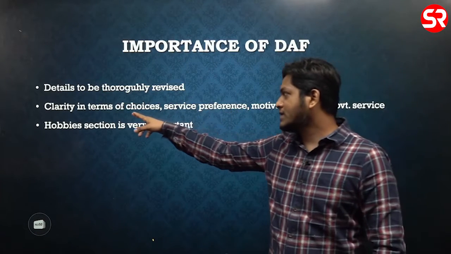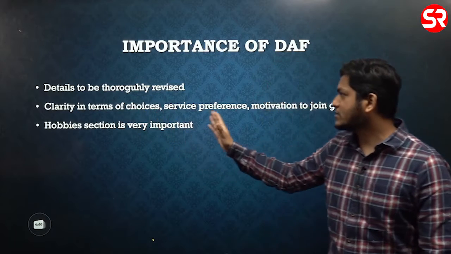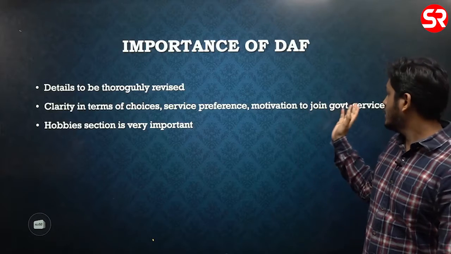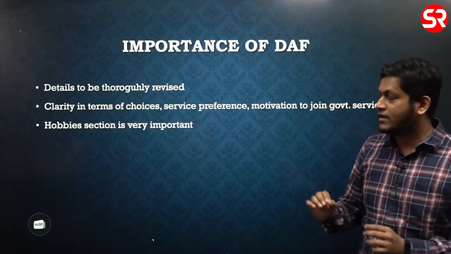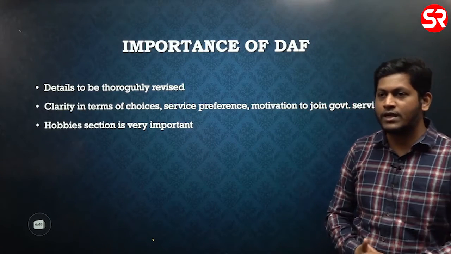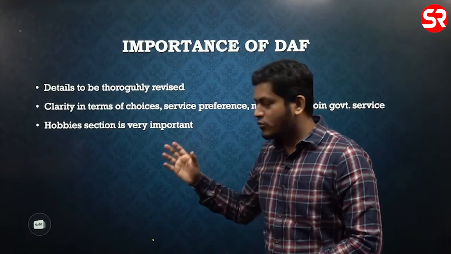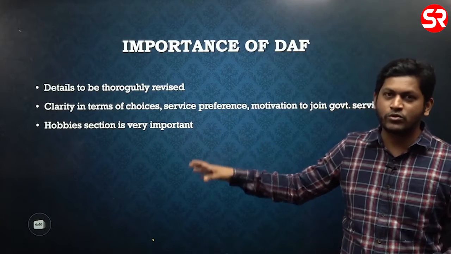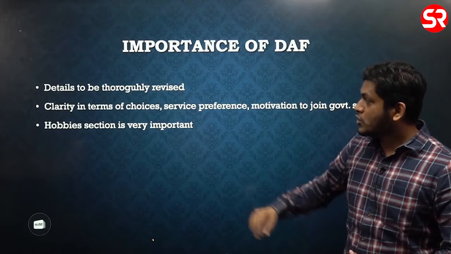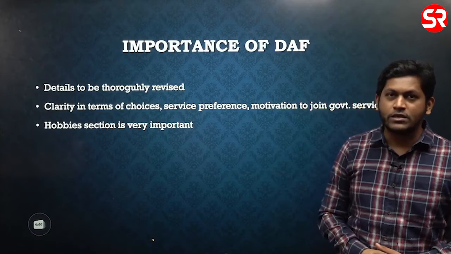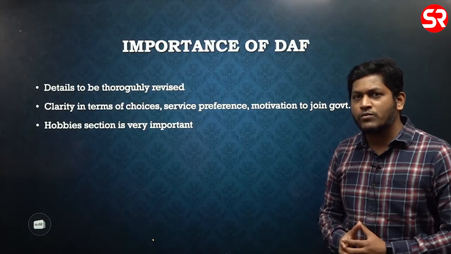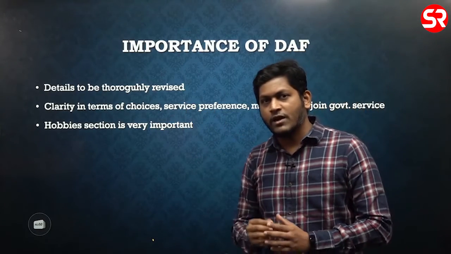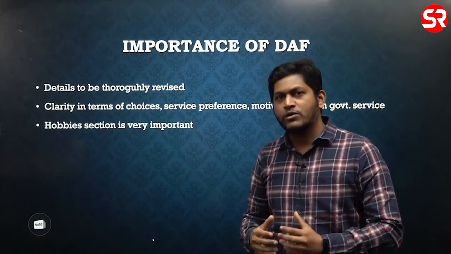Now the second is clarity in terms of the choices, service preference, and of course your motivation to join the government service. These three are very important areas in your detailed application form. I'll go through these areas in a bit. I have highlighted these three areas separately because I wanted to stress this factor. So, clarity in terms of the choices. Every choice you make in the detailed application form, like the service preference and other things, has to be carefully written. You have to be able to justify it.